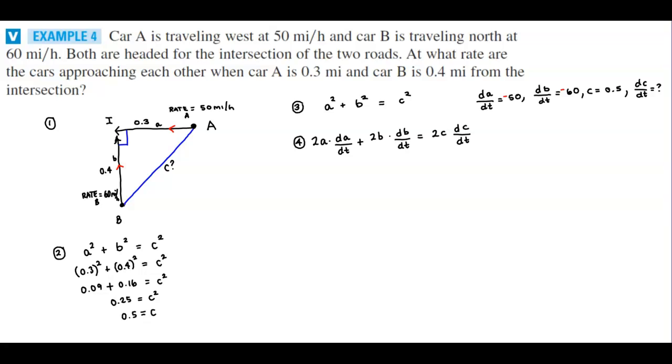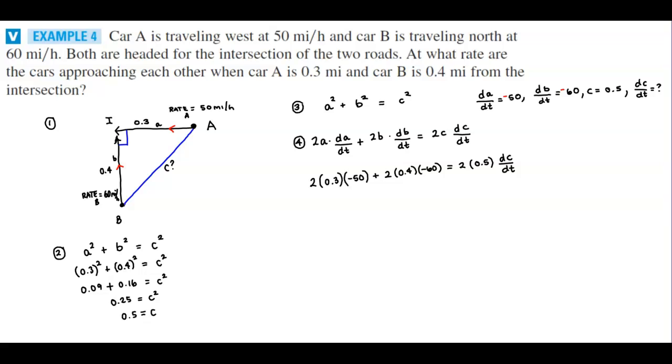So now we're going to plug in our information. We have 2 times the value of a, which we know is 0.3, times the derivative of a over dt, which is negative 50, plus 2 times the value of b, which is 0.4, times the derivative of b with respect to t, which is negative 60. And that's going to equal 2 times the value of c, which is 0.5, times dc over dt.